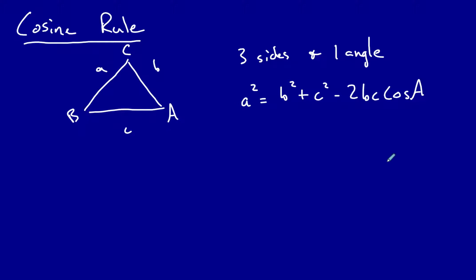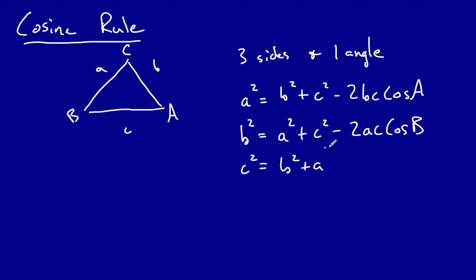So angle A here. The one thing that might trip you up over this process is there's a couple of different ways to write this, right? So of course, like our sine law, we can write it a couple of different ways. Same with area of a triangle. So here we can also write b squared is equal to a squared plus c squared minus 2ac cos B. And again, you could write it as c squared is equal to b squared plus a squared minus 2ba cos C.